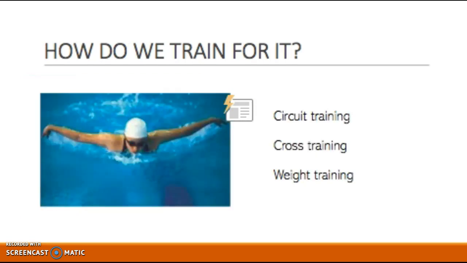How can we train for aerobic endurance? There's a couple of types of training that you can do. One being circuit training. This involves performing a series of exercises in a special order called a circuit. Each activity takes place at a station. It can be designed to improve speed, agility, coordination, balance, and muscular endurance.